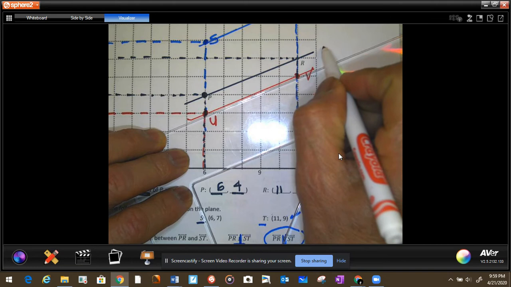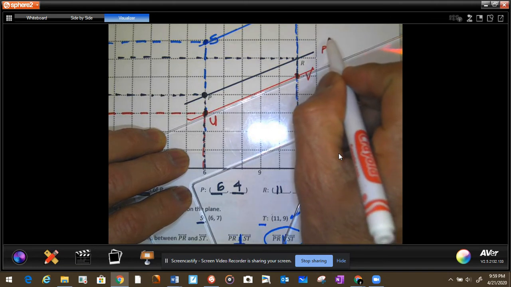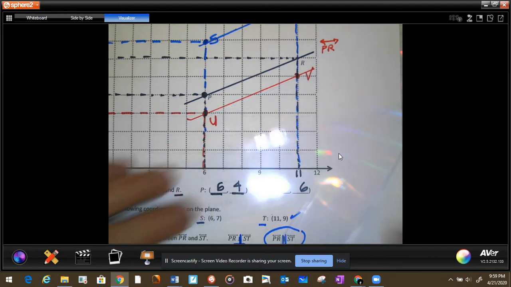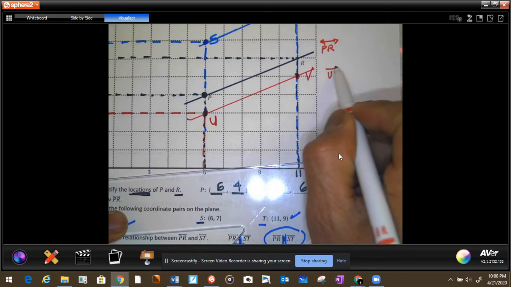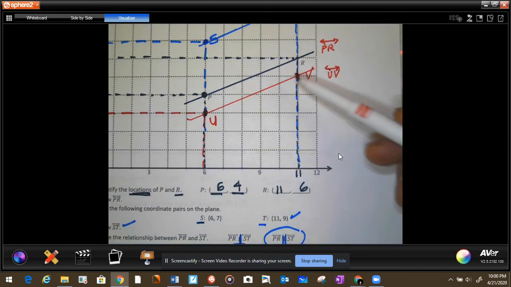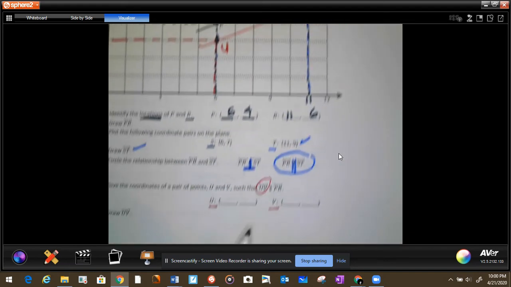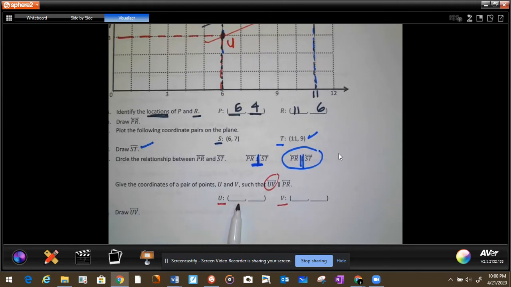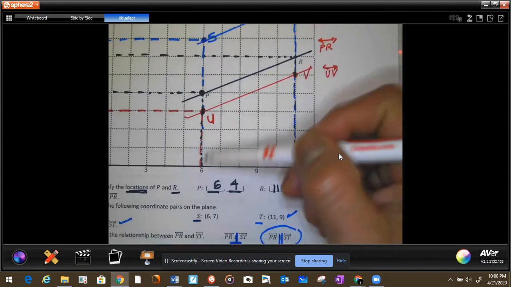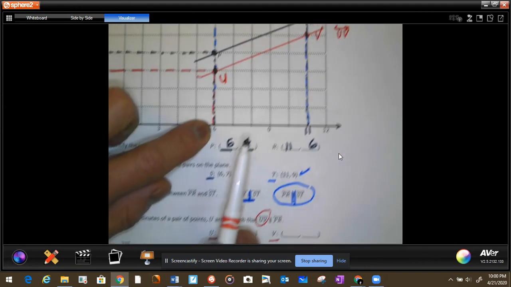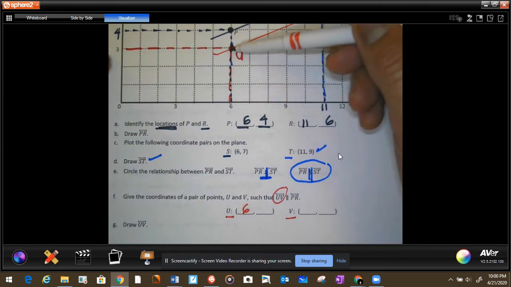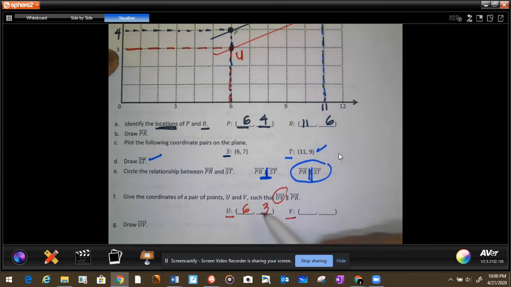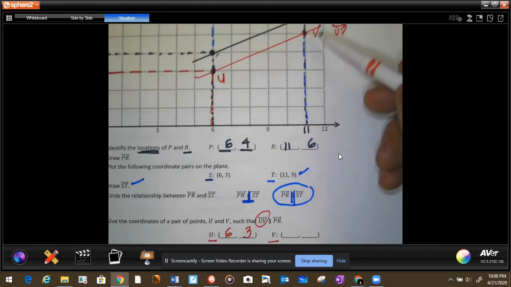So this is segment PR, and this is how you write segment PR. And it says that the segment PR has to be parallel to segment UV. As you can see, these are parallel, so they actually follow the directions. So now the next task that we need to do is to find the coordinates. So the coordinates for U is going to be 6, so that means X is going to be 6. And you're going to jump to 3. So Y is 3.